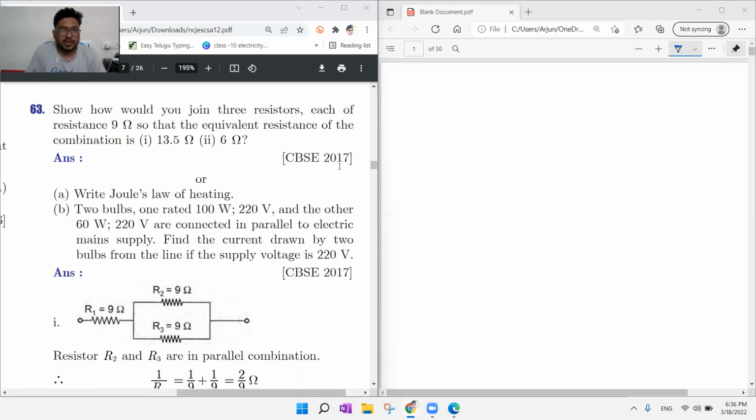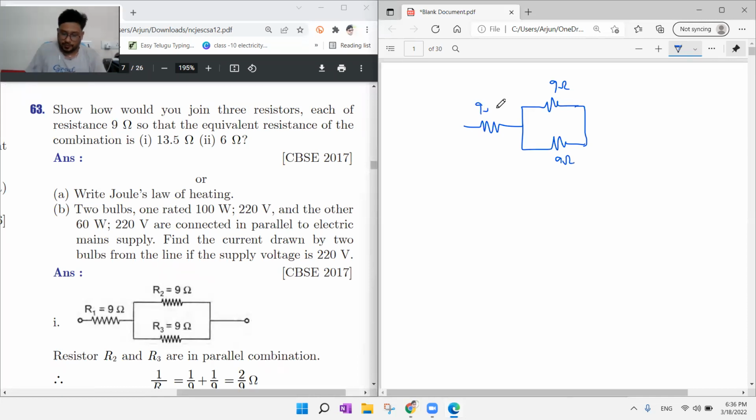Now, in 2017 they asked this, and there is one internal choice question. First we will solve this and then we will go on. So we need to connect 3 resistors. Here you see one resistor, a second resistor, and a third resistor of 9 ohm each. You see 2 resistors are in parallel, and first we need to solve this one.